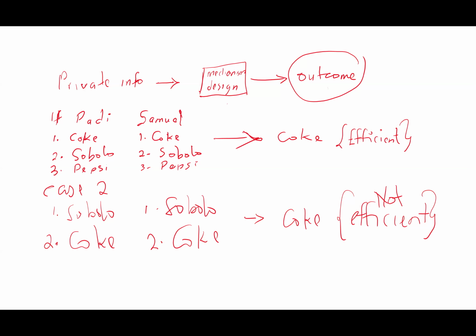Now, in a case where the design was structured such that Sobolo was their preference, but Coke was chosen at the end of the day, then we did not achieve efficiency. Please, I hope this is clear.